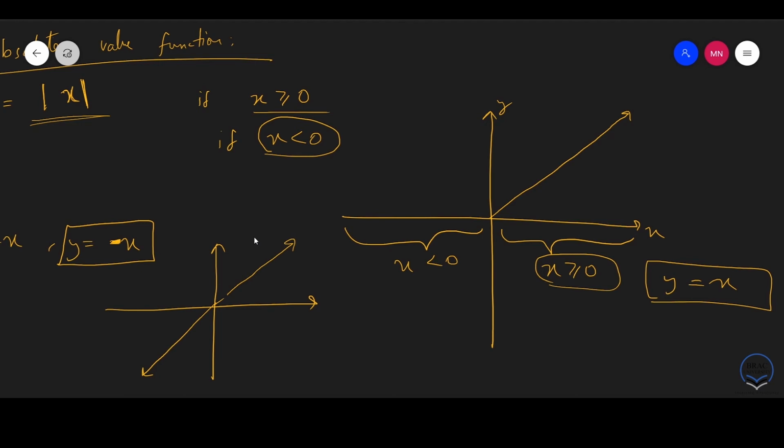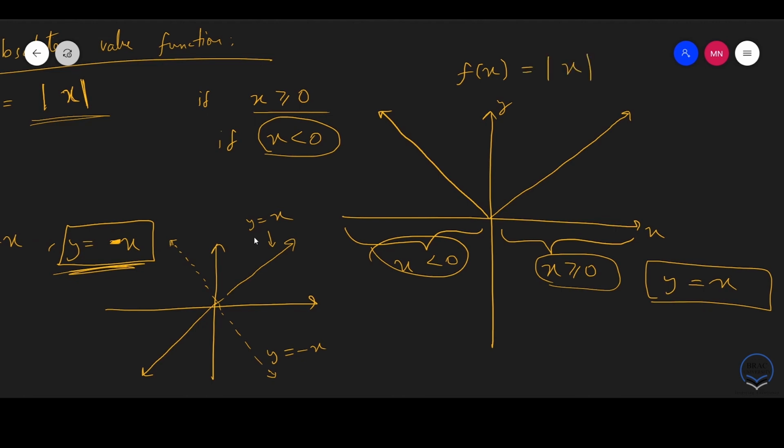And in that case, y is equal to minus x will have a graph that looks like this, going through the origin like this. So this is y is equal to minus x, and this is y is equal to x. But once again, we have this graph for when x is less than 0. So in this case, we will have a graph that looks like this for this portion. And this will be the graph of the absolute value of x.